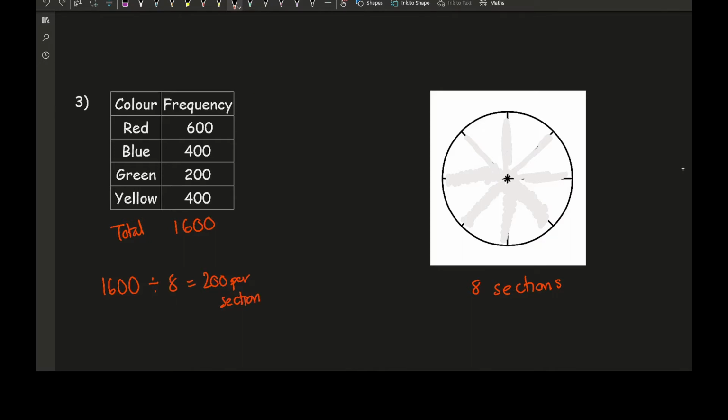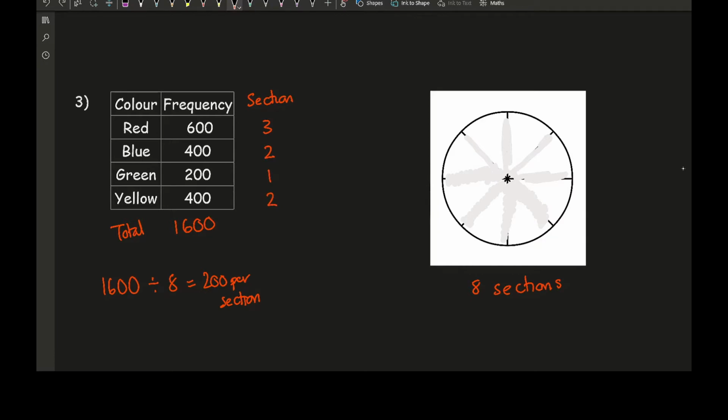So from this, what they want us to do is work out how many sections there are going to be for each. So how many 200s go into 600, that's 3. How many 200s go into 400, that's 2. How many 200s go into 200, that's 1. And how many 200s go into 400, that's going to be 2.